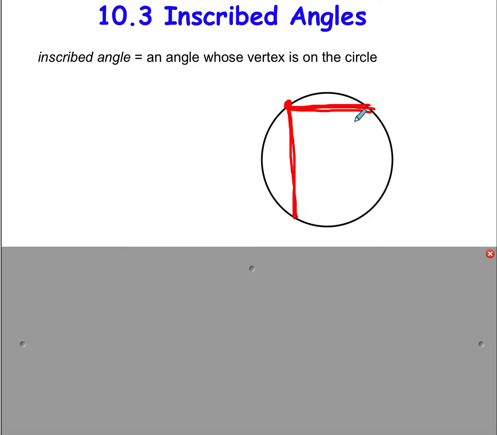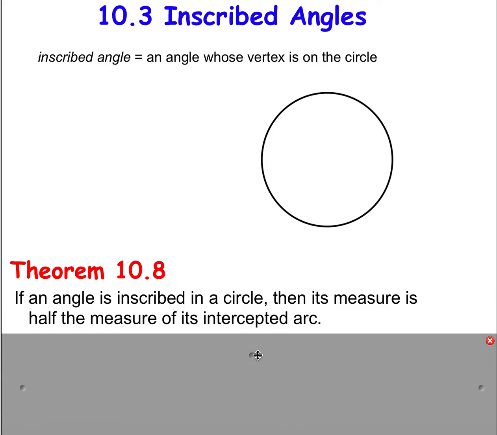Now, as with the other things that we've seen in this chapter so far, I could draw any number of inscribed angles in this circle. I could draw literally infinitely many of them. But there are some rules that we can learn about inscribed angles that will tell us a lot about different parts of our circle. In particular, theorem 10.8, which says this: if an angle is inscribed in a circle, basically this is saying if we have an inscribed angle, then its measure is half the measure of its intercepted arc.